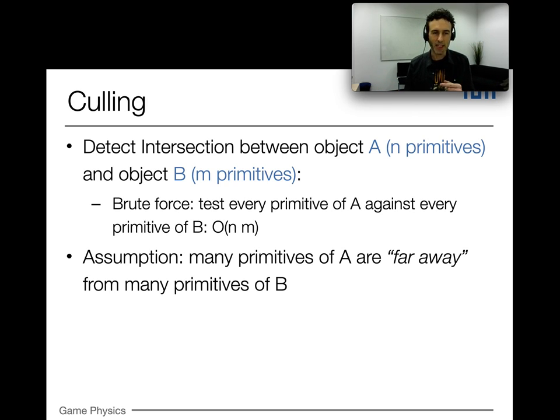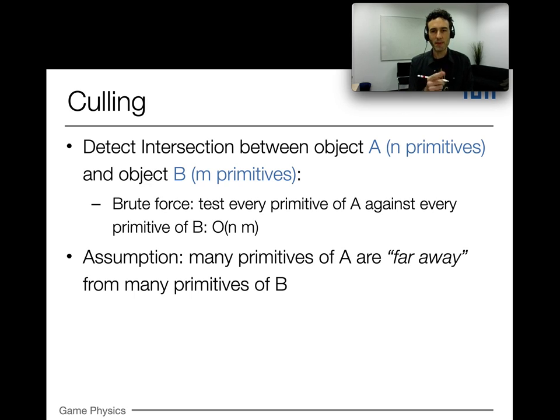And now one key assumption. It sounds a bit stupid potentially to spell this out, but this is actually crucial. I'll get back to this a few times. A key assumption is now that many of these primitives that we're testing are actually far away from the primitives in B. This is crucial because if we cannot make that assumption, that means that all of these primitives are actually close together all of the time pretty much. Then we actually don't need to spend a lot of time discarding pairs because they're just very close all the time, so we probably need to test them.